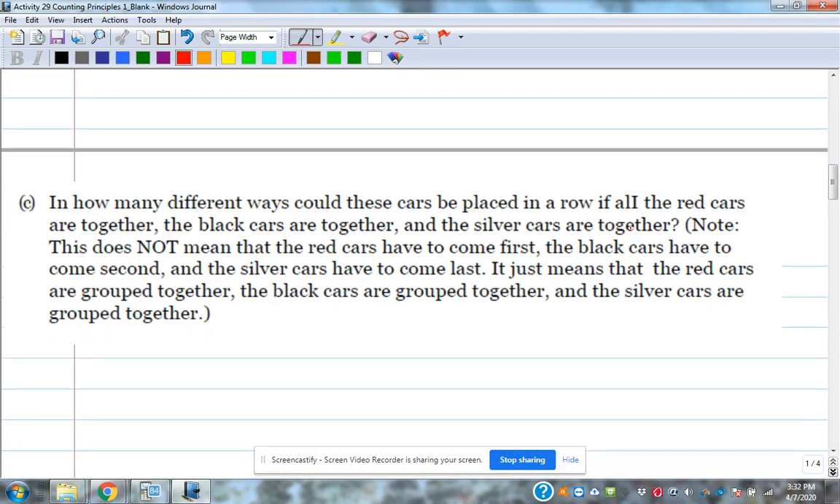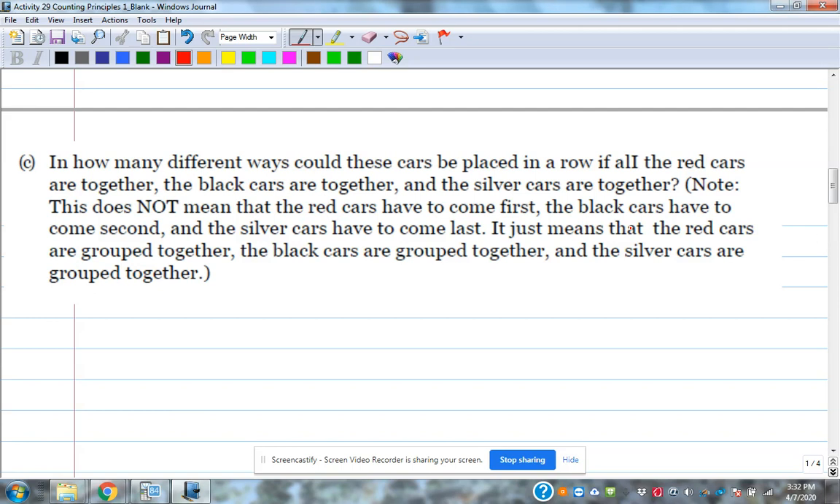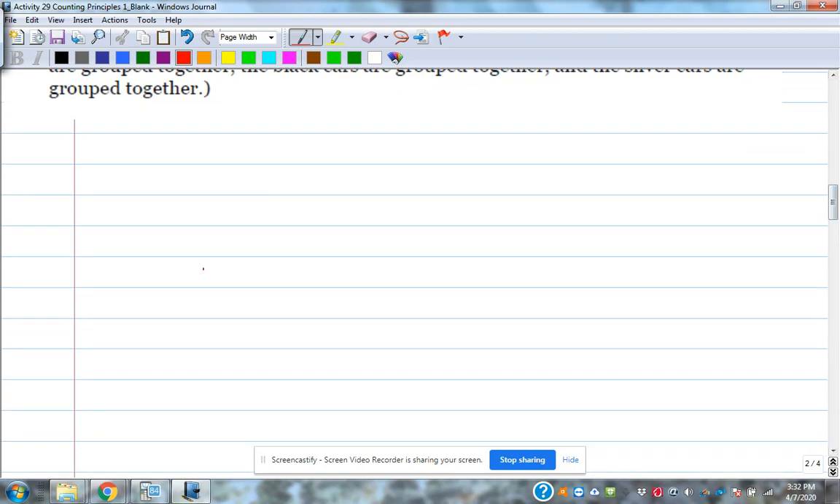C part: how many different ways could these cars be placed in a row if all the red cars are together, all the black cars are together, and all the silver cars are together? This does not mean the red cars have to come first, the black cars second, the silver cars third. It just means that each color is grouped together. So again, we have 10 spaces for the cars to go: 1, 2, 3, 4, 5, 6, 7, 8, 9, 10.